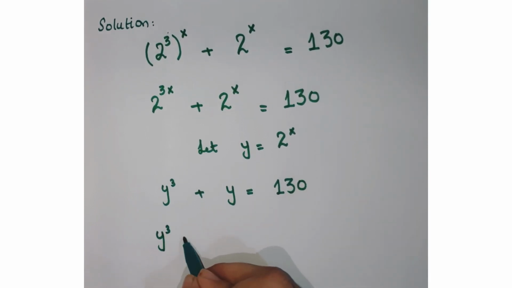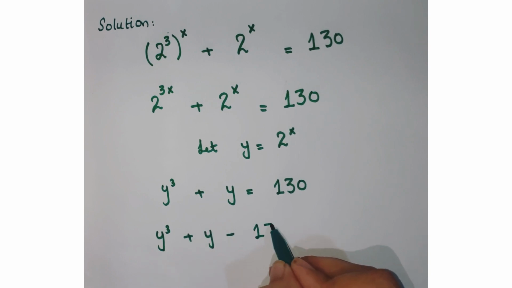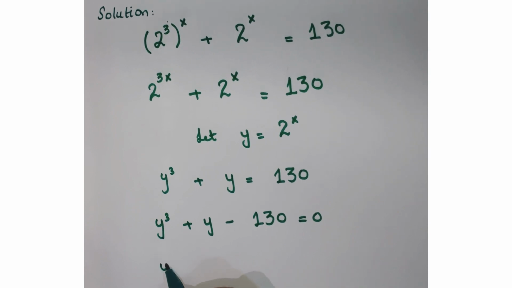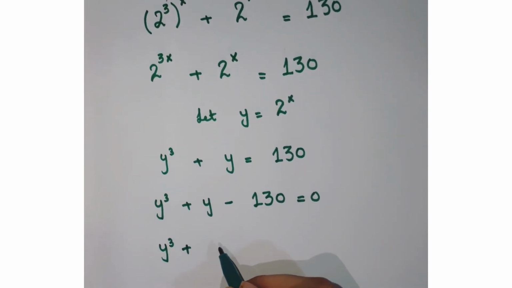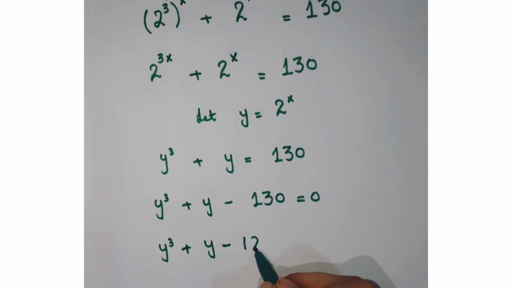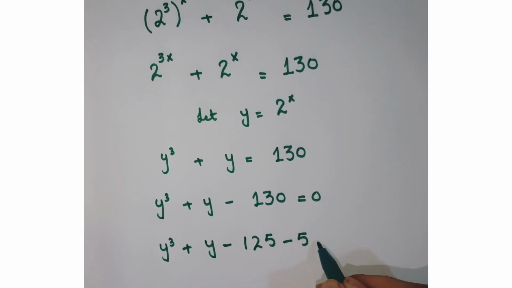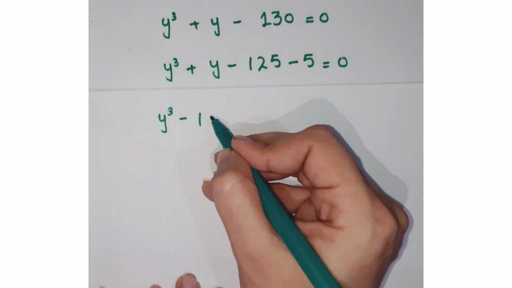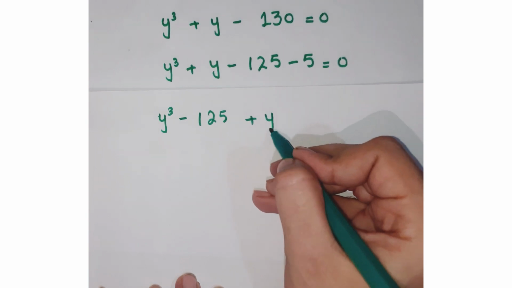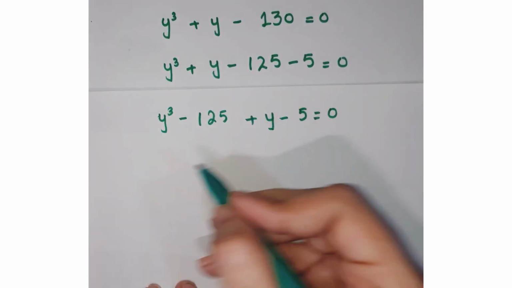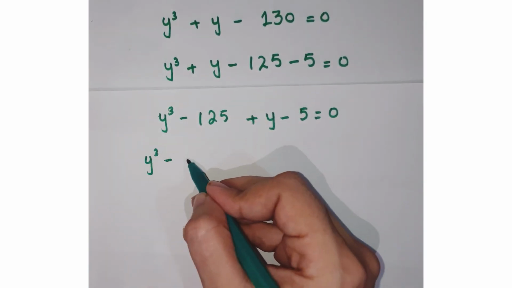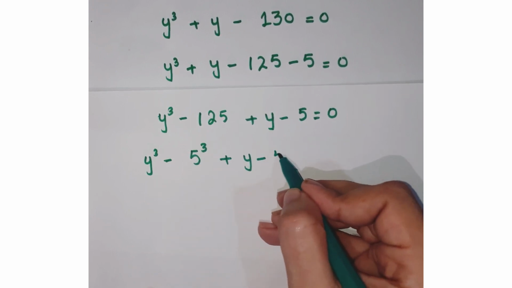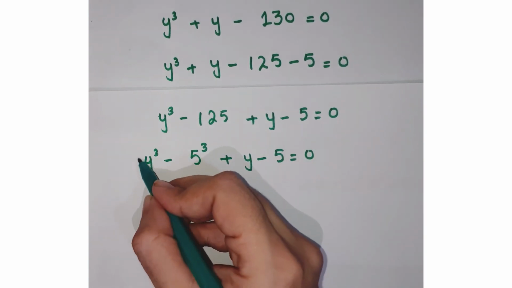Next, just bring 130 to the left hand side. Now what you can do is break up this 130 into 125 and 5. Now arrange it as y cube minus 125 plus y minus 5 is equal to 0. Now as you know, 125 is the cube of 5, plus y minus 5 is equal to 0.